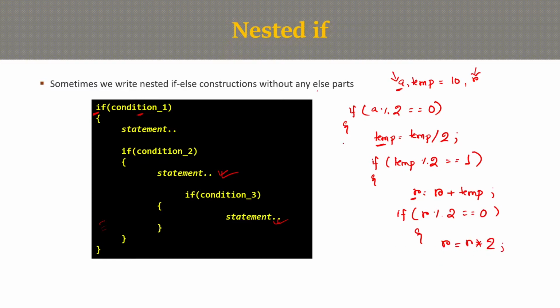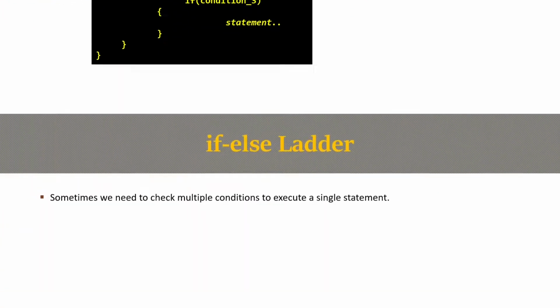Now you can see I have used these parentheses, so I have to close them as well. For this one I will be closing it with this one, for this one I will be closing it with this one, and for this parenthesis I will again be closing it with this one. So as you can see, for each opening parenthesis I have a matching closing one. So this is how you can implement your nested if.